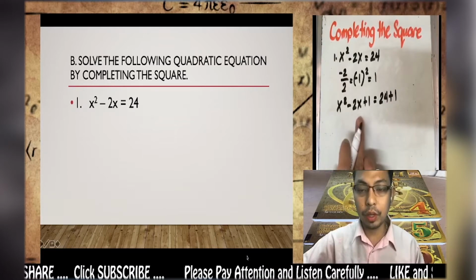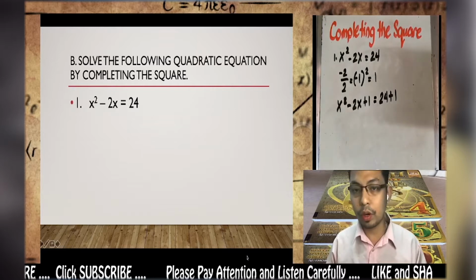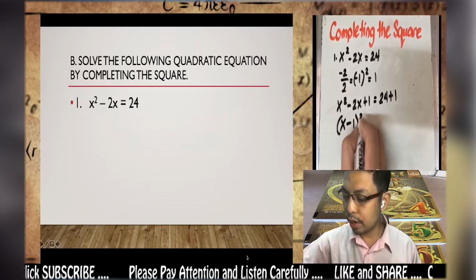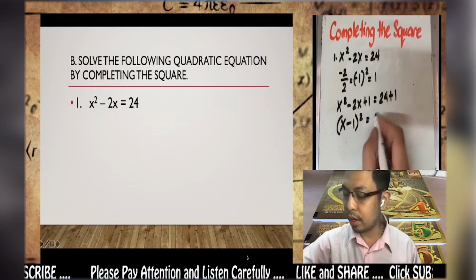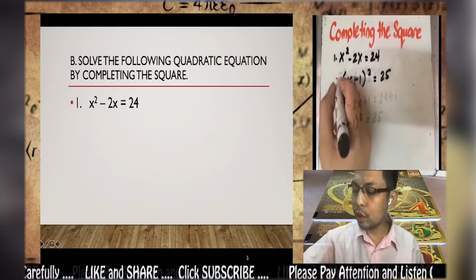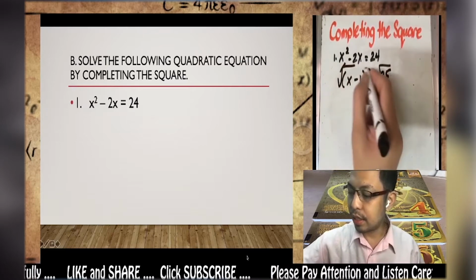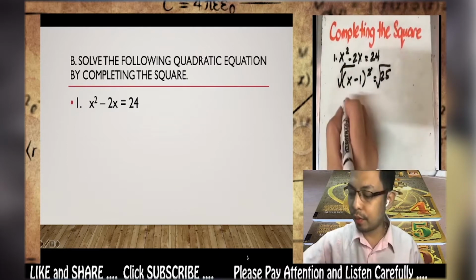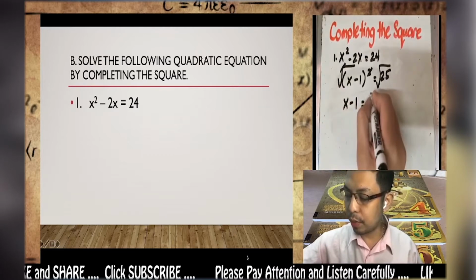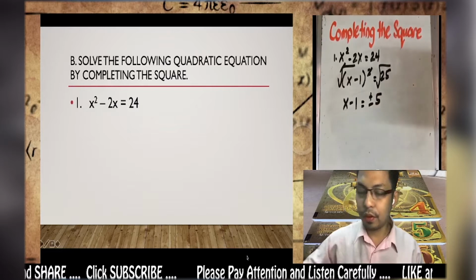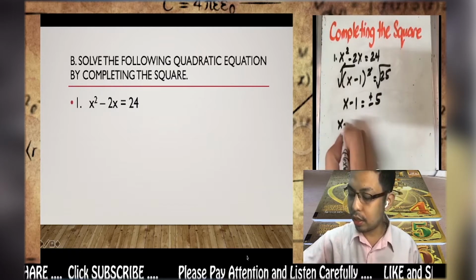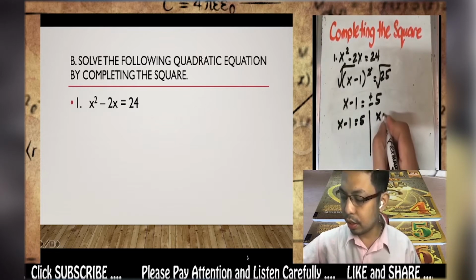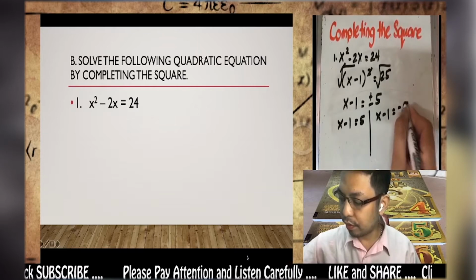Notice that this is a perfect square trinomial. We can transform that into the square of a binomial. We have the quantity x minus 1 squared is equal to 24 plus 1, which is 25. Square root both sides. The square root and the square cancel. So the square root of 25 is positive or negative 5. So x minus 1 is equal to positive or negative 5. We have two equations here. One is x minus 1 is equal to 5, and the other is x minus 1 is equal to negative 5.